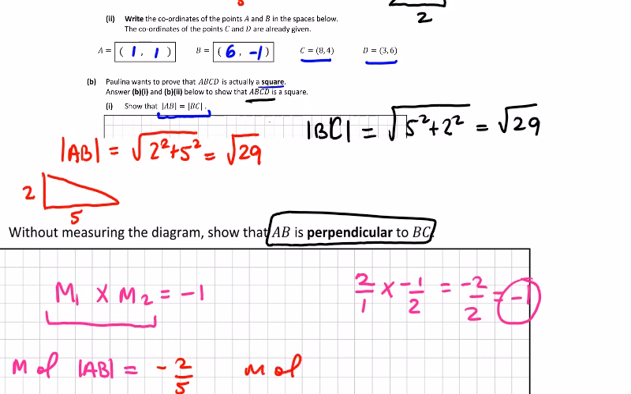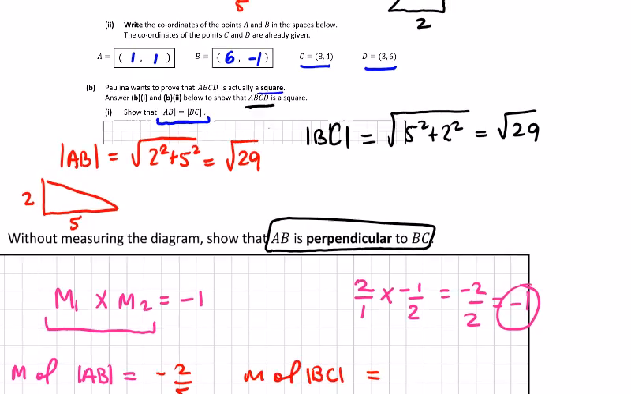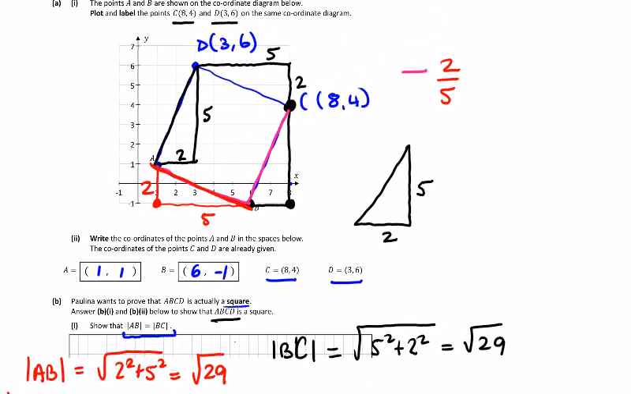Then we want the slope of BC. You're showing the examiner what you're doing by doing this. The slope of BC. Let's have a look. B and C. B is 6 minus 1 here. And C is up here. We can see the slope is positive 5 over 2.